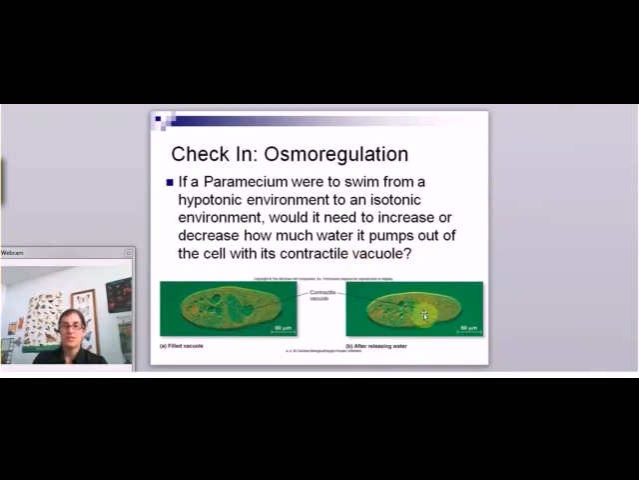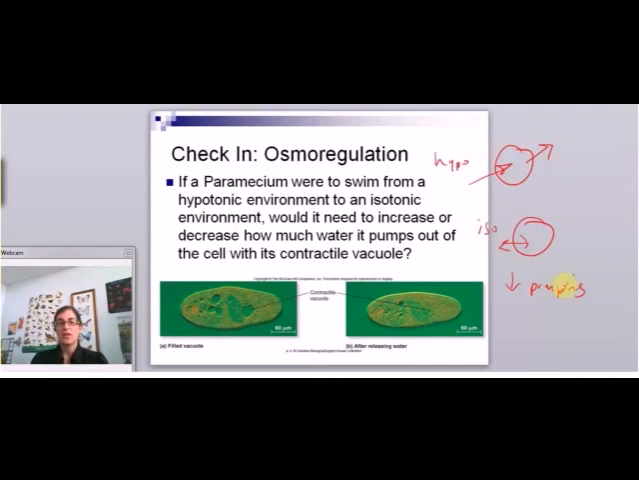which it then squeezes. So the question for you is, if a paramecium were to swim from a hypotonic environment to an isotonic environment, would it need to increase or decrease how much water it pumps out of the cell? If you think about hypotonic, it's hypo. That means water would be moving in, and the paramecium would have to pump it back out. So it's going to have to be pumping a lot. If it's in isotonic, the movement of water is balanced, so it would not need to pump it back out. So this would reduce the pumping that was needed.